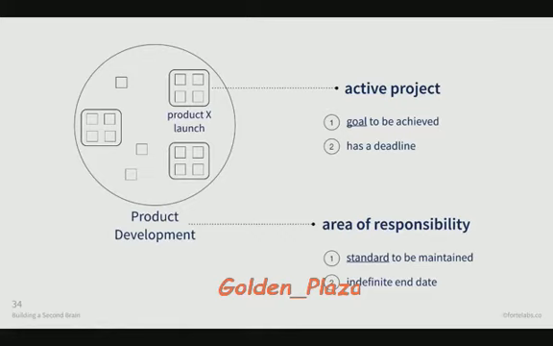An active project has two things. It has a goal to be achieved, something that will happen at a specific moment in time that will allow you to actually finish and check off this project from your list. Areas, on the other hand, don't have goals, they have standards to be maintained continuously over time. And areas don't have deadlines, they have indefinite end dates. Let me give you a few examples.